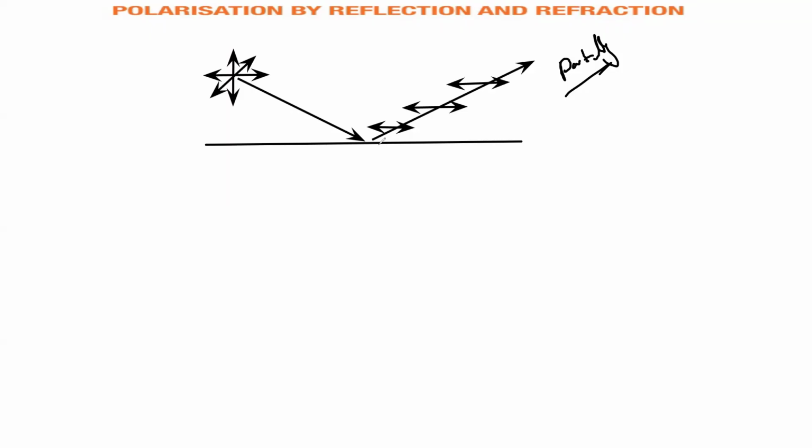So when the light strikes, it bounces back. This component of the wave, which is parallel, is there. So we call that partial polarization.